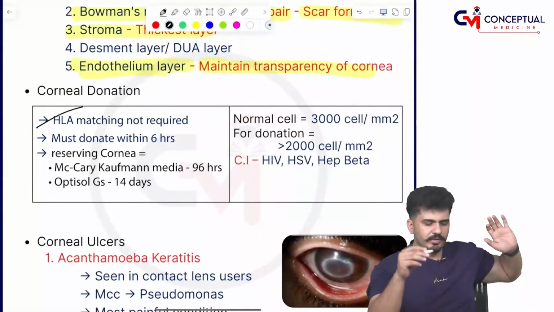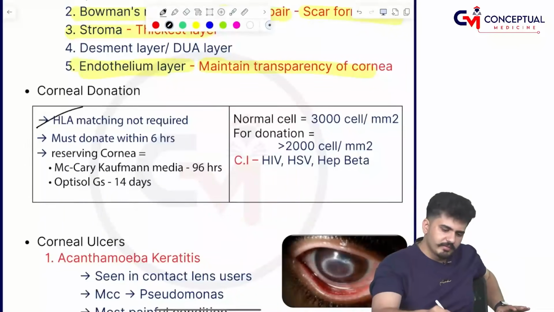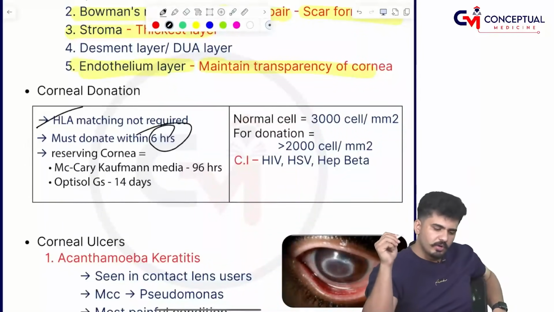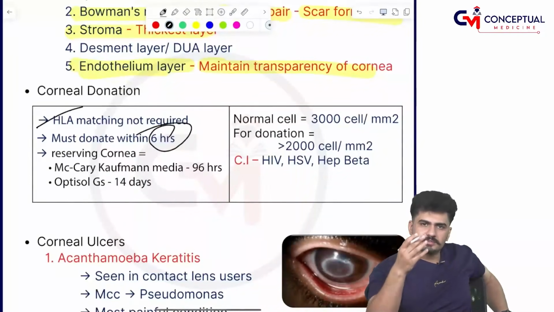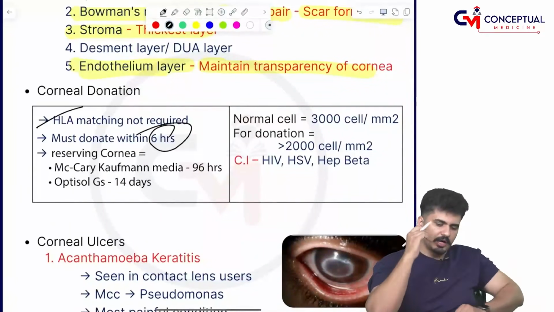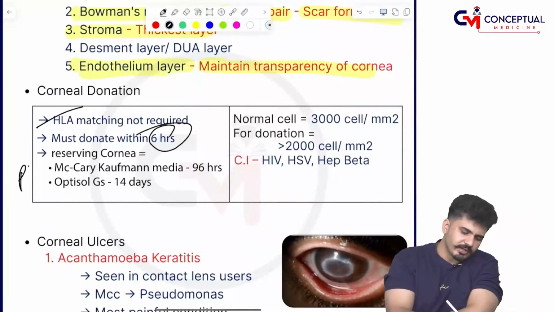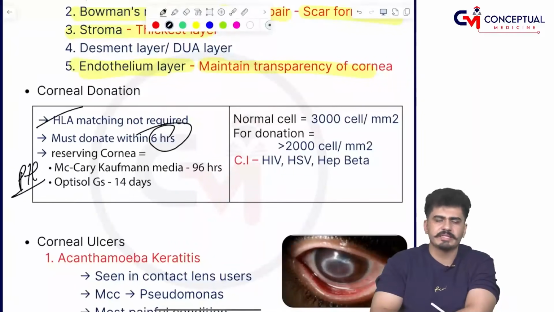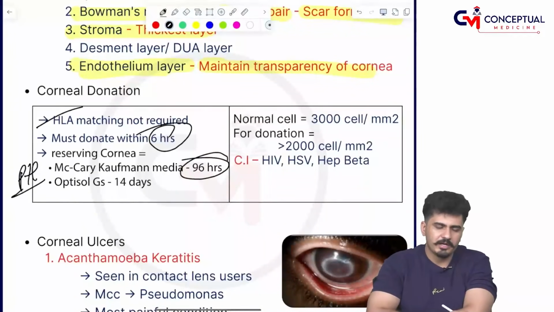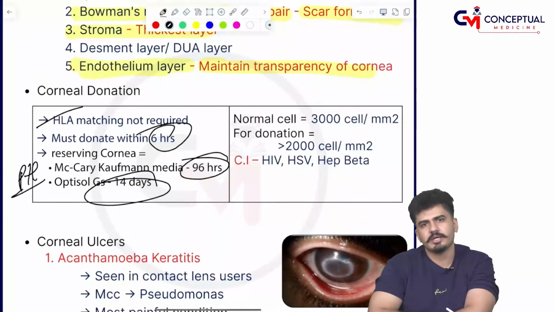HLA matching is not required. Must donate within 6 hours. And cornea can be preserved after extracting it out. So how? 2 media are there. They are your exam question. McCarey-Kaufman we can save up to 96 hours, and Optisol GS we can save up to 14 days.